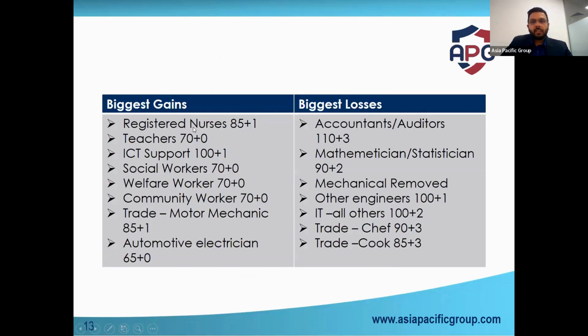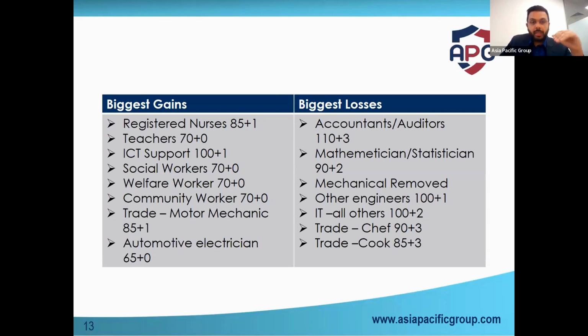Now here's the thing. This is a simple version of who's the biggest gainer and who's the biggest loser in this whole new announcement. Now, the biggest gains were with registered nurse, who need 85 points with 1 year experience. Teacher needs 70 points with 0 experience. ICT support needs 100 points with 1 year experience, meaning they need to have just 95 points of their own and 1 year experience, and they can apply for this 190. Social workers 70 plus 0, welfare workers 70 plus 0, community worker again 70 plus 0.